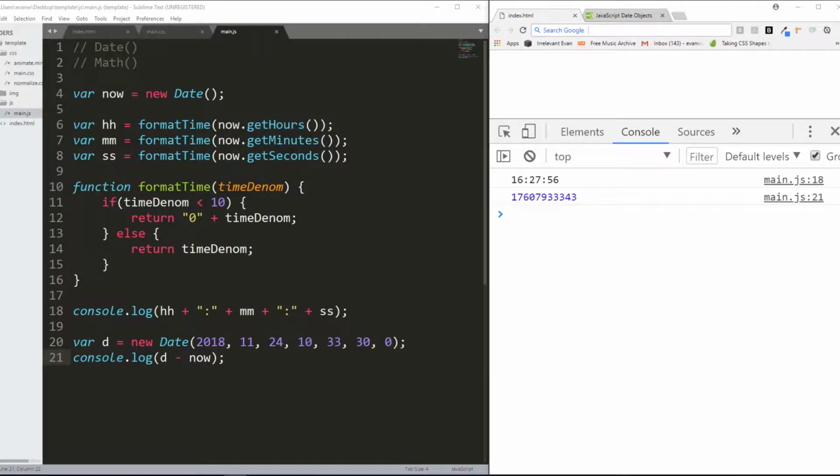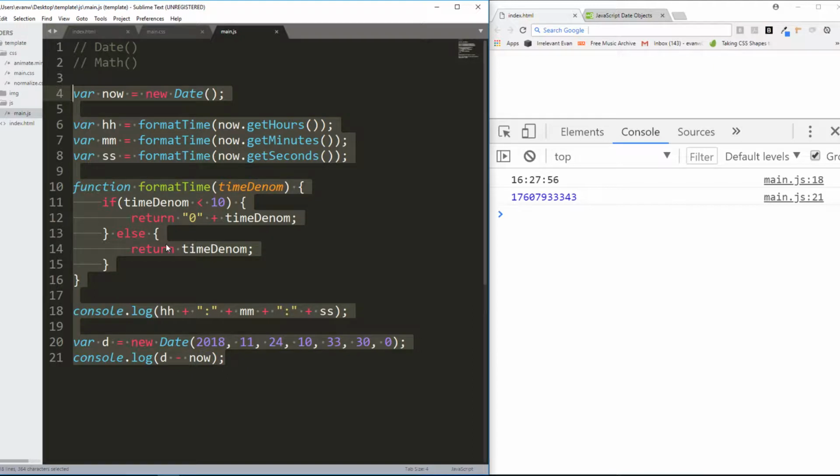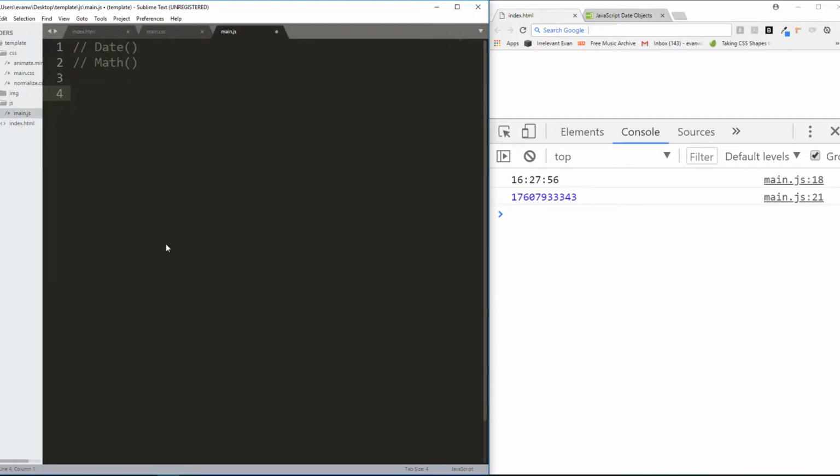Alright folks, now it's time for the math object. I'm going to get rid of all of this date object related code, and we're going to talk about the math object. The math object, or rather the math function in JavaScript, is used for a variety of different functions, but its most useful is in generating random numbers.